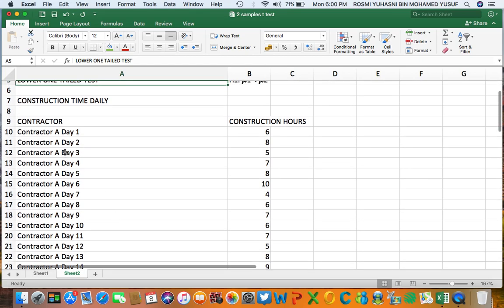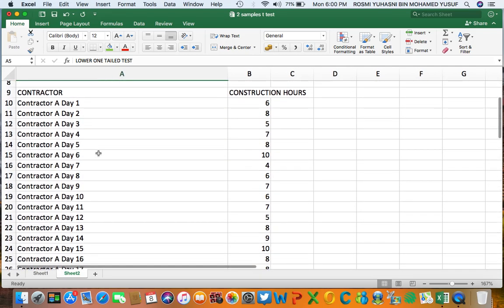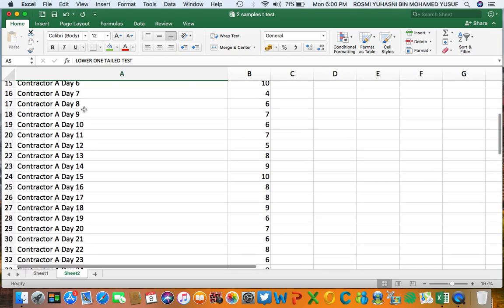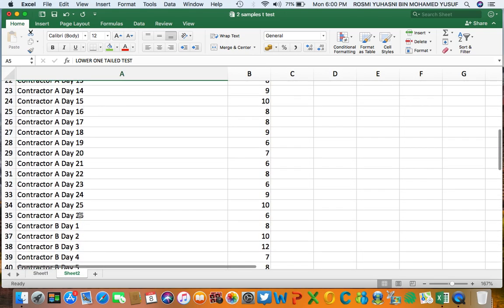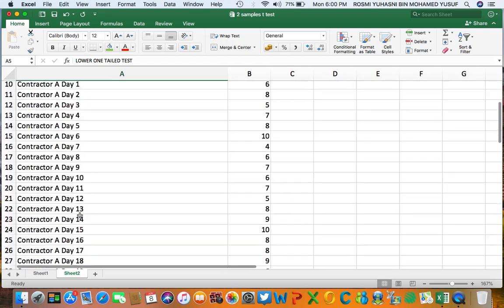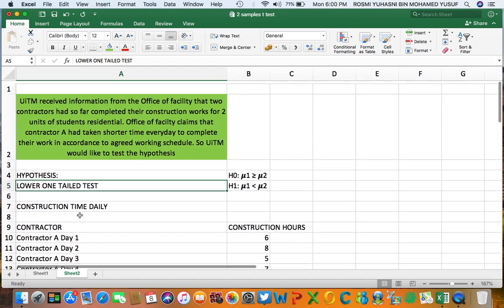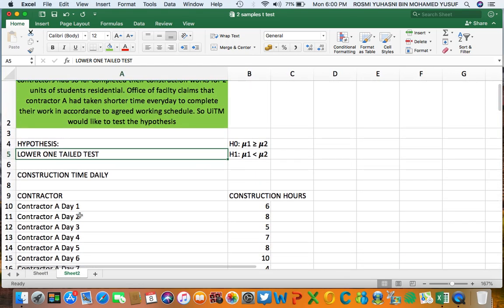Over here, I have data on two samples from each of the contractors. I have data of contractor A and the time taken every day to complete their work. This is data for 26 days. So two samples, contractor A and contractor B. Good. So let us conduct our hypothesis test.